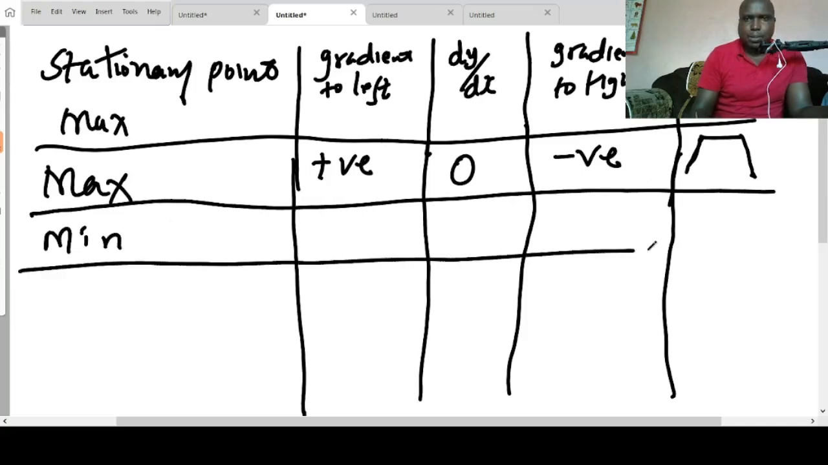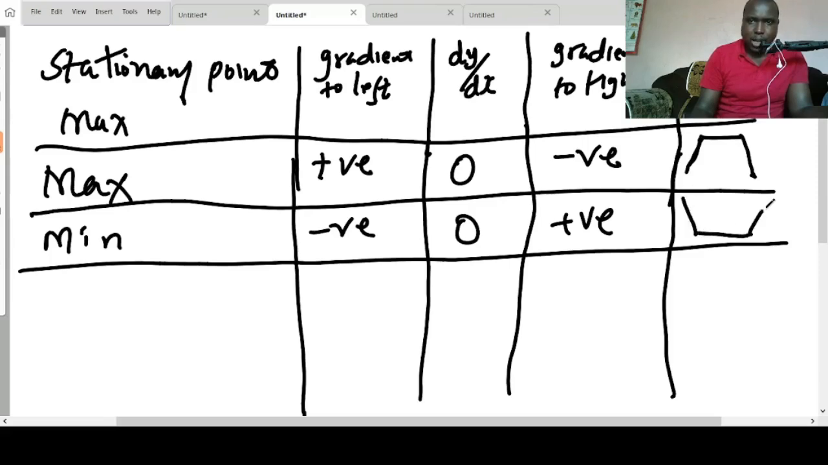Let's talk about minimum. What about the minimum? For the minimum, it starts with negative, then 0, positive. So this is a negative, so it comes down. The negative is coming down, down, 0, up, positive. This one is the minimum. So this diagram represents the minimum, this diagram represents the maximum.